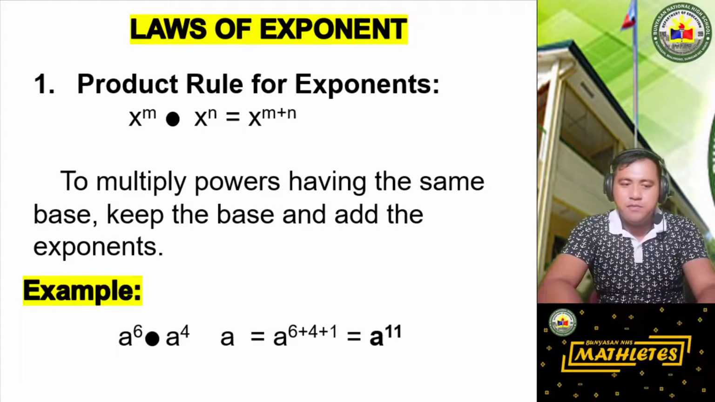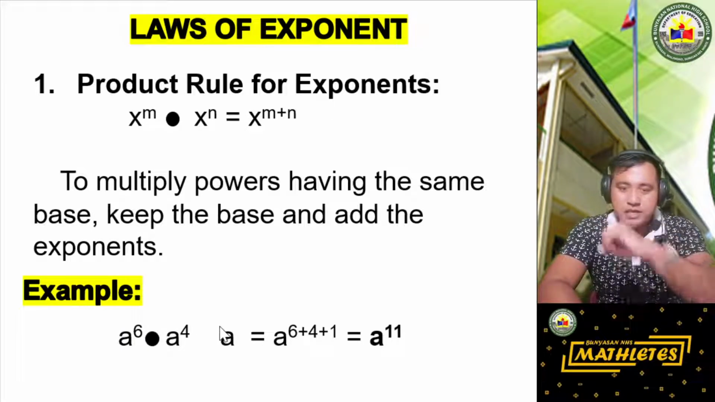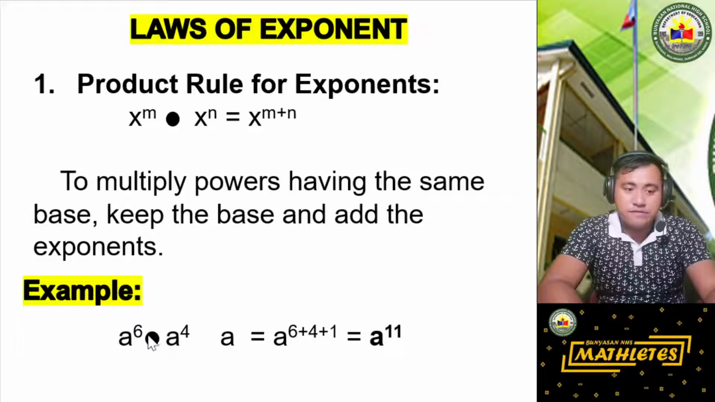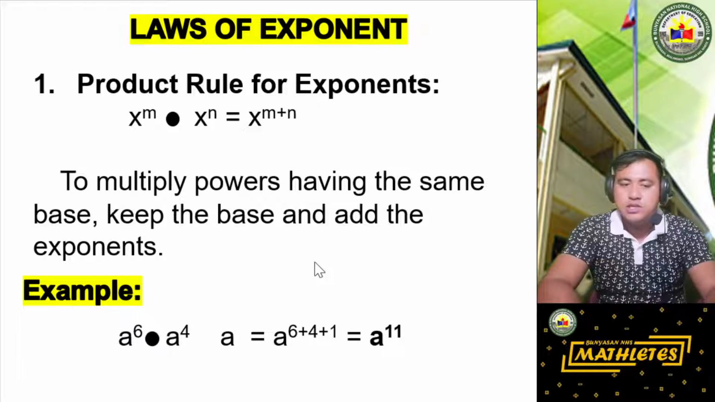For example, you have a to the power of 6 times a to the power of 4 times a. I forgot to put the symbol there. That is equal to a to the power of 6 plus 4 plus 1. So, if you observe, all the exponents are just added. We have 6, 4, and 1. So, 6 plus 4 plus 1 is equal to 11. So, that makes a to the power of 11.